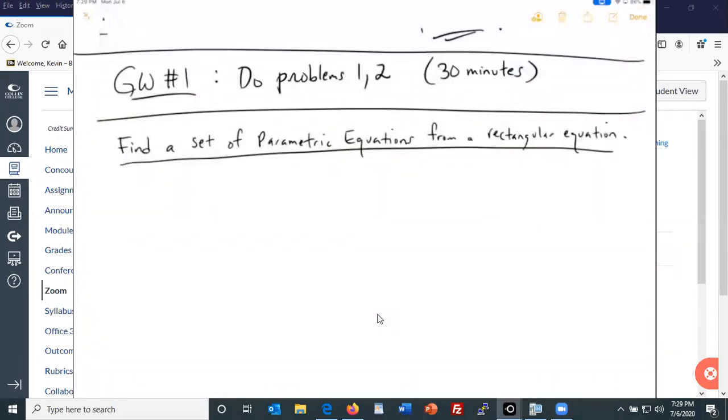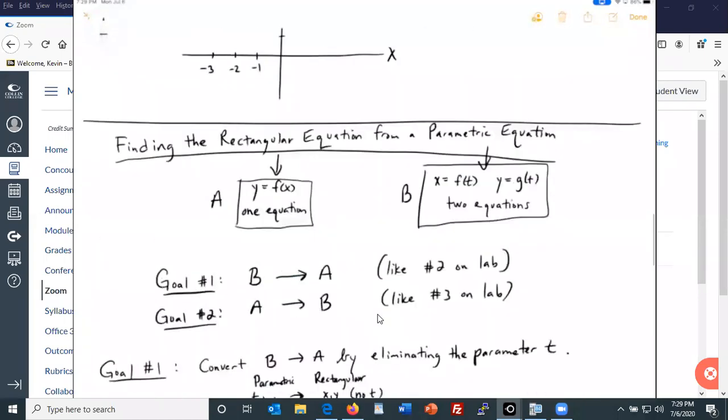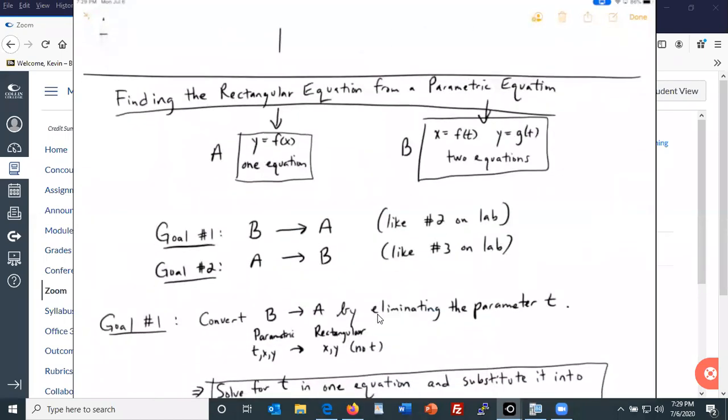Okay, so a little while ago, we talked about the 2 different goals for writing equations from one form to another form. Goal number 1, we just completed, where we were taking parametric equations and converting them to one rectangular equation. Now we're going to do it in reverse for goal number 2, going from one rectangular equation with only x and y to parametric equations where you have x, y, and t.